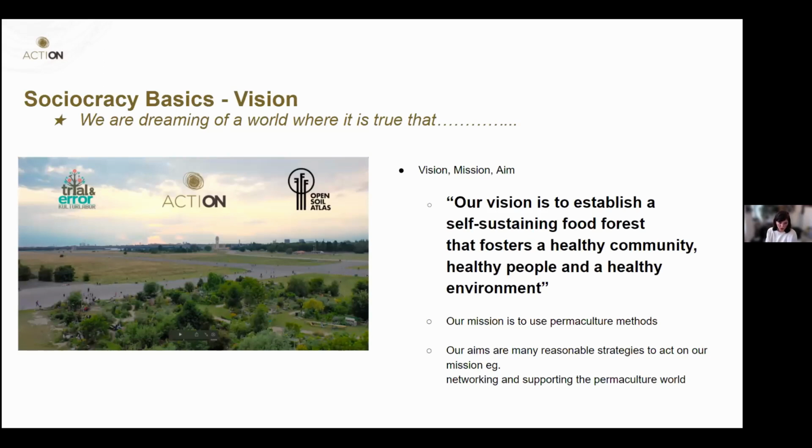And here's a picture of the Tempelhofer Feld. At the moment, we're still in the negotiation phase with Green Berlin. Green Berlin are the management of all the parks in Berlin. So our mission is to use permaculture methods, and our aims are many and varied. There are lots of different people working in different circles towards our vision and our goals.